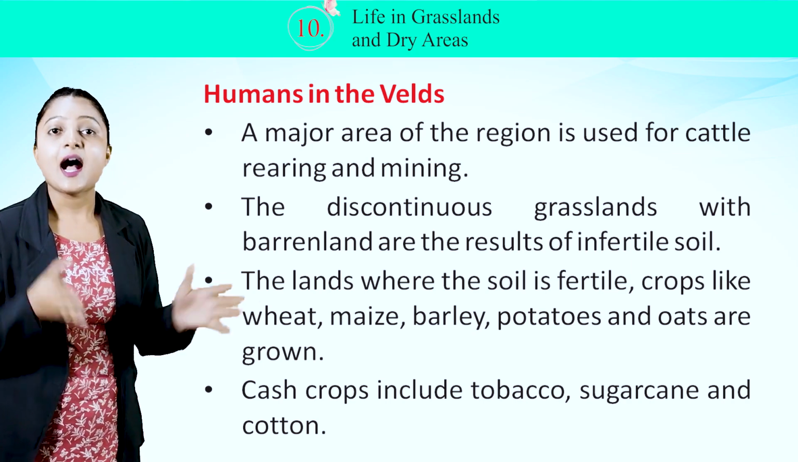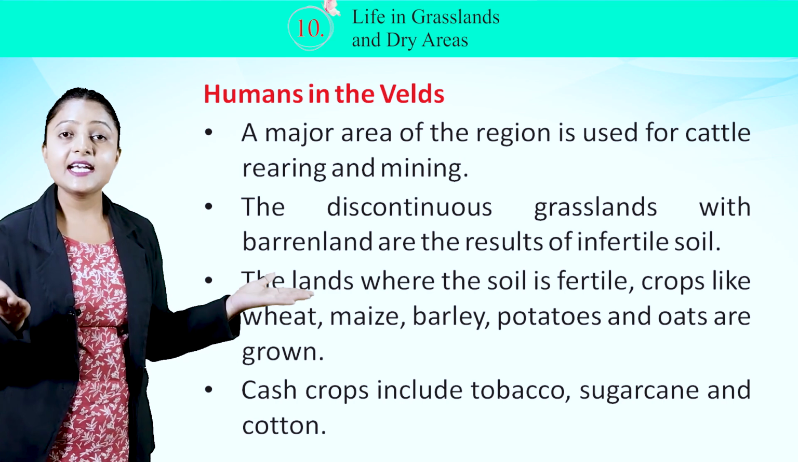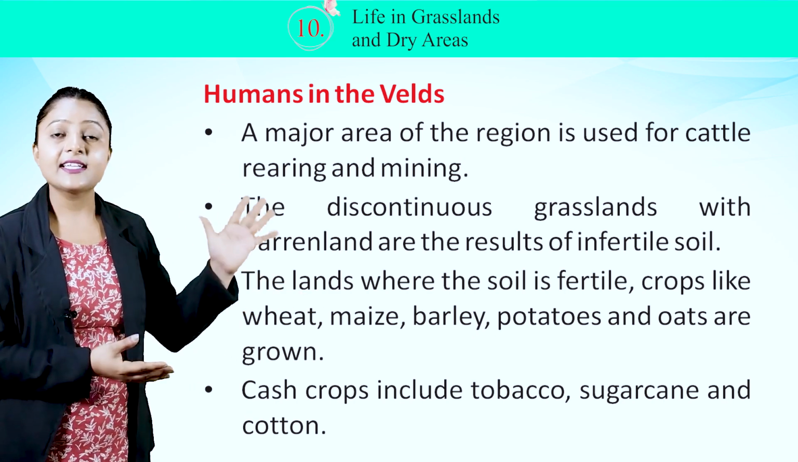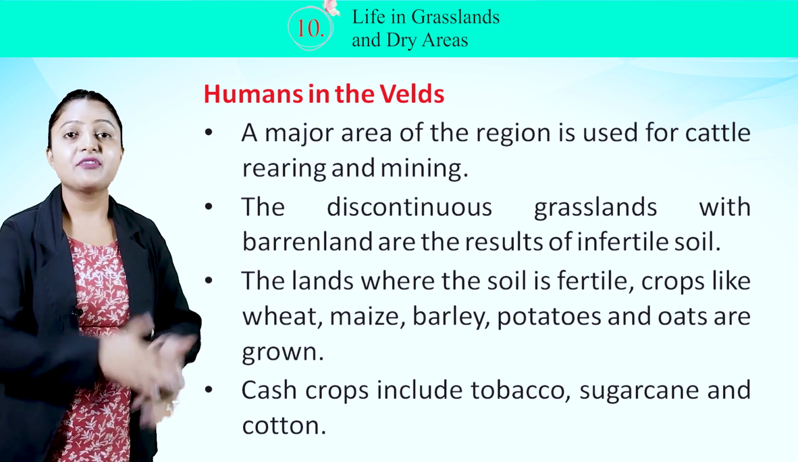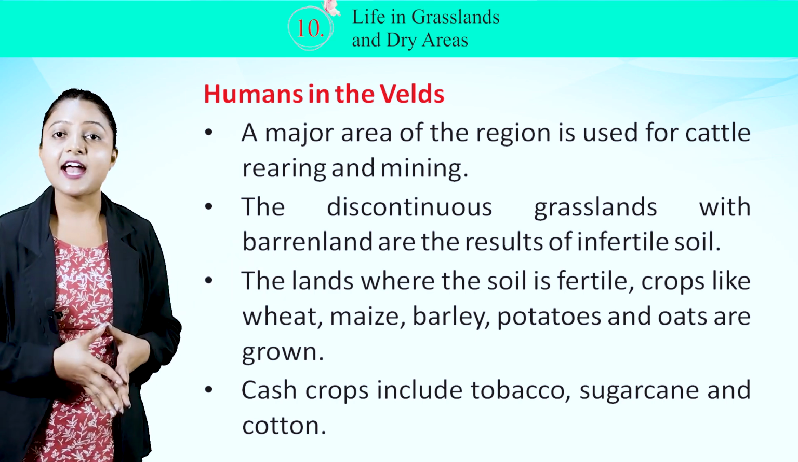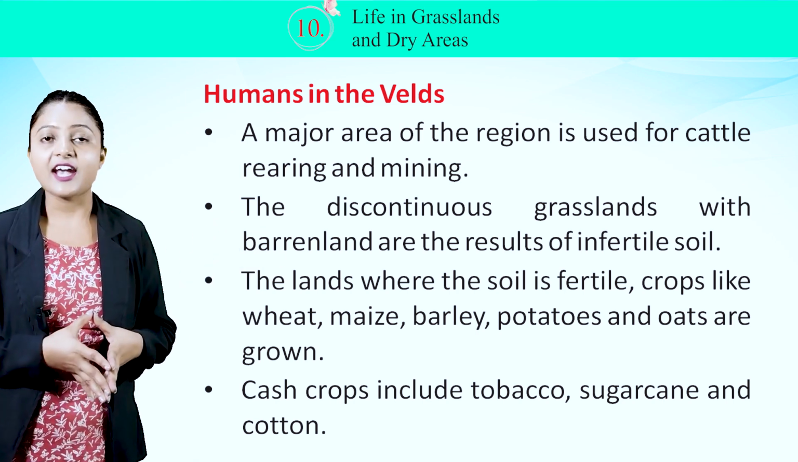Humans in the velds. A major area of the region is used for cattle rearing and mining. The discontinuous grasslands with barren land are the result of infertile soil. In the lands where the soil is fertile, crops like wheat, maize, barley, potatoes and oats are grown. Cash crops include tobacco, sugarcane and cotton.